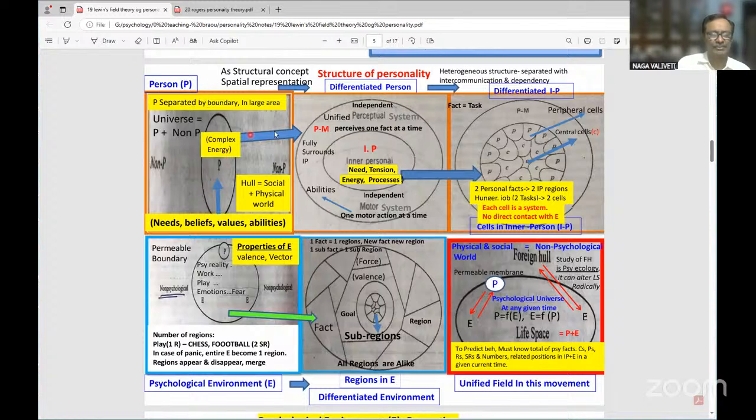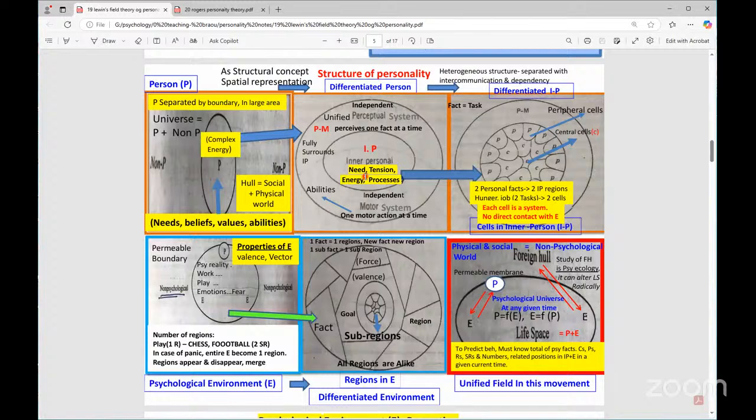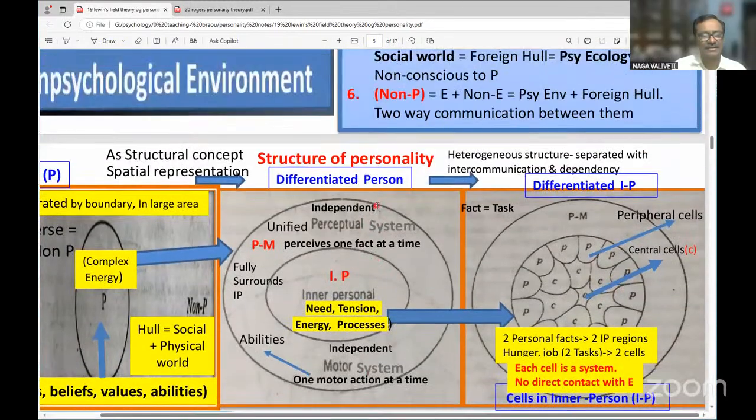Now, coming to the person. Can you expand it, sir? It is a little difficult to visualize. Right, sir. Thank you, sir.